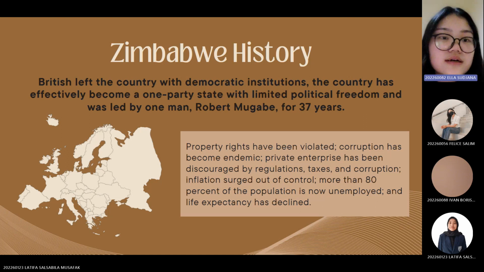All these problems could happen because when the British gave Zimbabwe its freedom and left the country with democratic institutions, Zimbabwe chose a man called Robert Mugabe as their leader, who managed the country as a one-party state with limited political freedom, and that lasted 37 years. Sadly, Robert Mugabe didn't do what it takes to lead a country. He didn't do his responsibility and just wanted to go with what his group of people wanted. He just made himself richer while making the rest of Zimbabwe poorer.